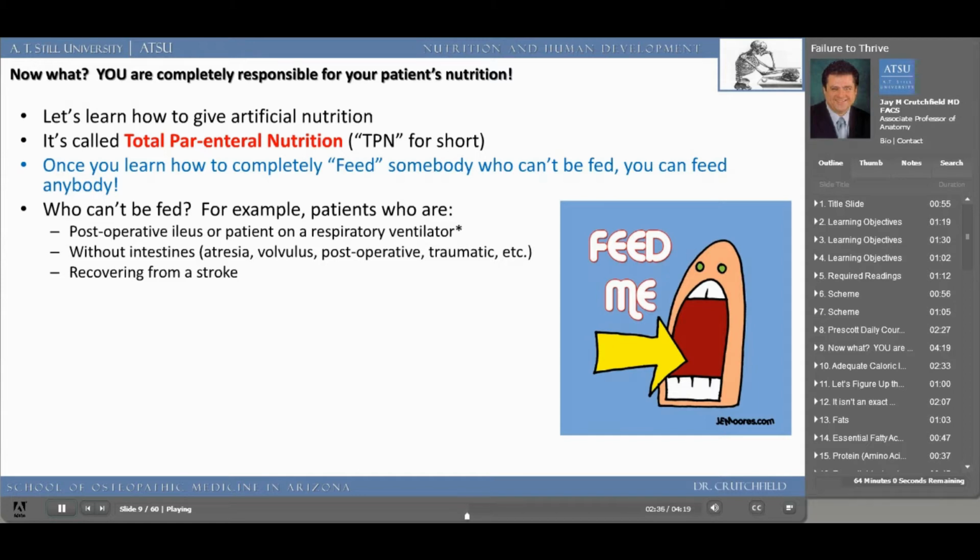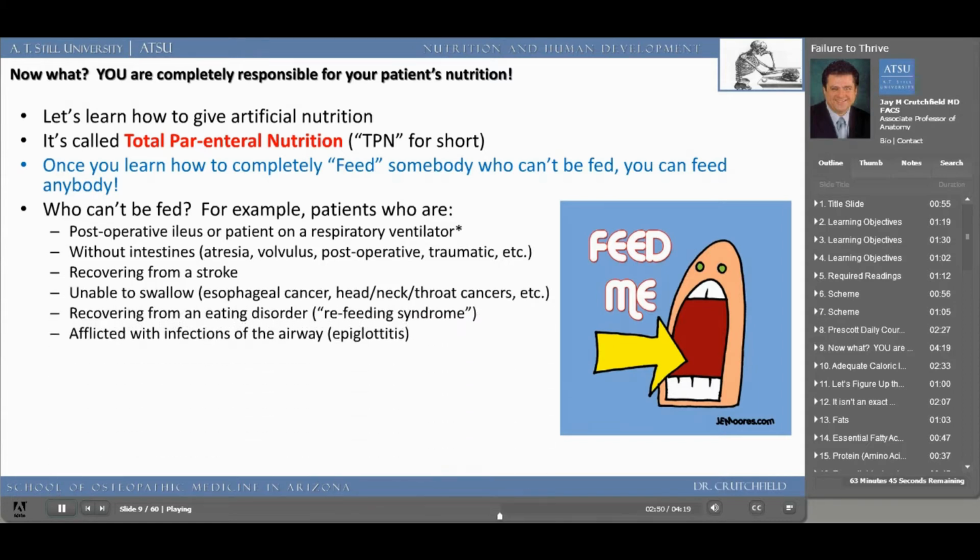What about patients who've lost their intestines from congenital atresias or volvuli or postoperative surgery or from trauma? What if they're recovering from a stroke and they can't chew? What if they have cancer of the esophagus or cancer of the palate or perhaps even cancer of the tonsils and they can't swallow because it hurts? These patients might be having failure to thrive. They can't eat enough and the cancer is causing hypermetabolism and they're eventually losing more and more weight.